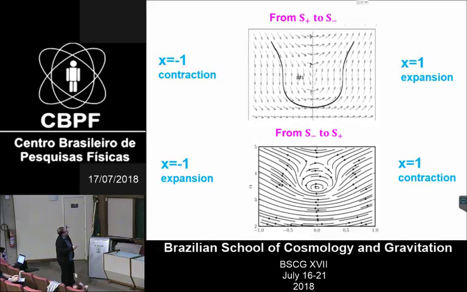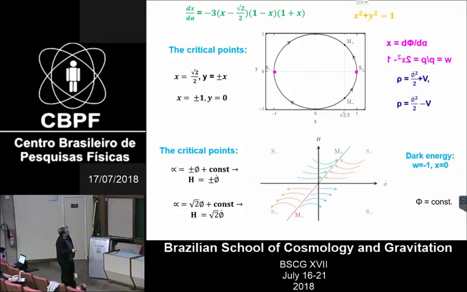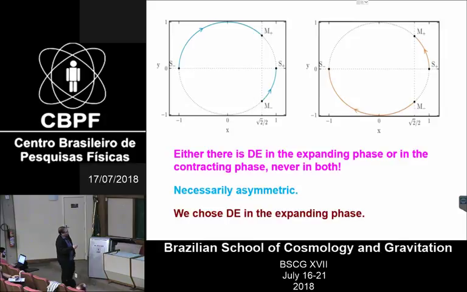And you can either come from S plus, then bounce, and then go to S minus, so X minus 1, X plus 1 contraction, or you can go in this way. So there is no possibility of having a bounce from here to here or from here to here. The possibilities are having a bounce from here to here and from here to here. So let me show you again.